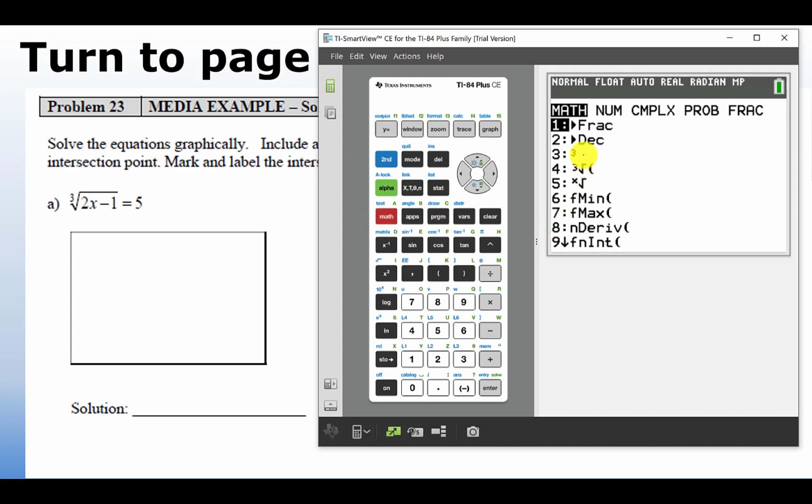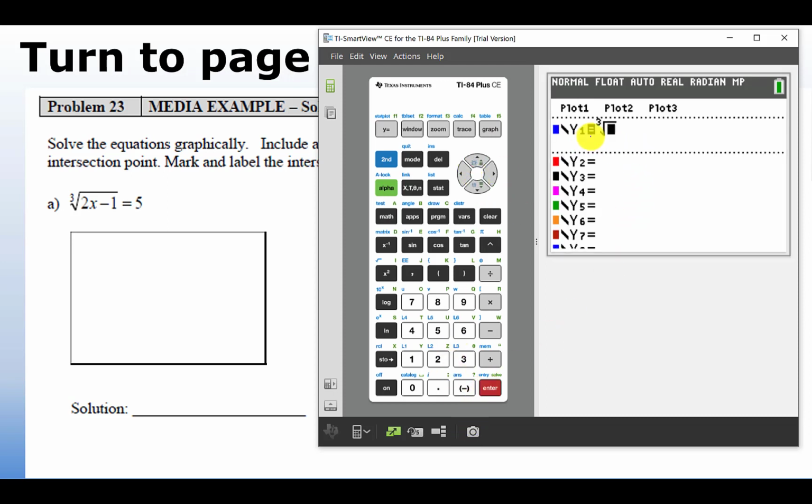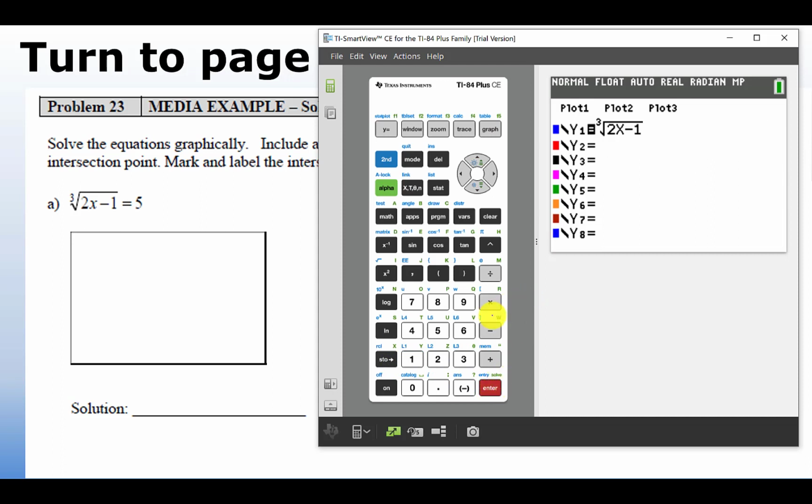In the math button, I have all the radicals. Number 4 is specifically for cube roots only. And number 5 I could use if I type the 3 first. Number 5 does all the radicals. But just for simplicity, I'm going to come down here to number 4 and make the calculator pull up the cube root, and it puts it in the equation. And we'll just type in 2x minus 1. Enter that, and then we're going to enter 5 on the other side.